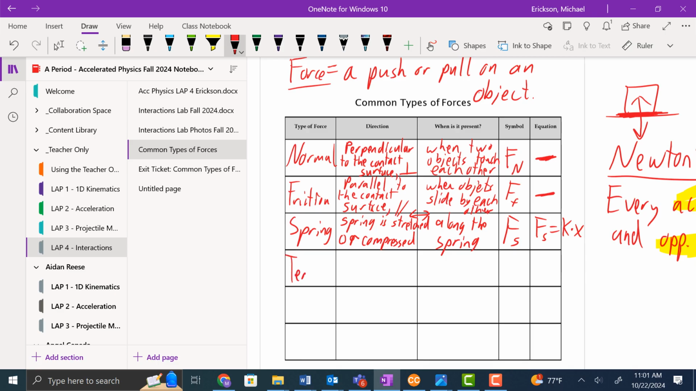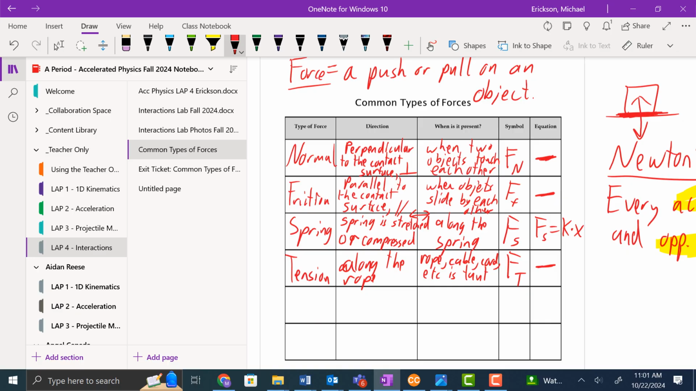When two strings are holding up an object, we'll call that tension. It's along the rope, and tension is caused by ropes, strings, cables, cords, chains, etc. Whenever a rope, cable, cord, anything like that, is taut. When we say taut, imagine the rope is tight. That's what taut would be. Alright, we're doing good on time. I'm going to use big F, big T to describe that. No equation again. I know, it's probably annoying.